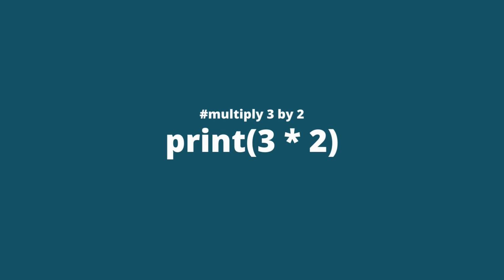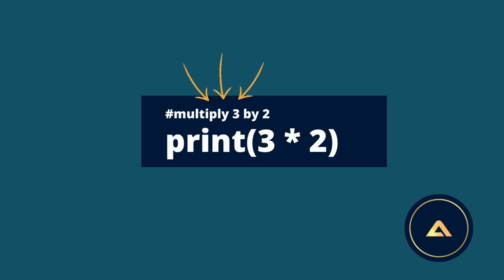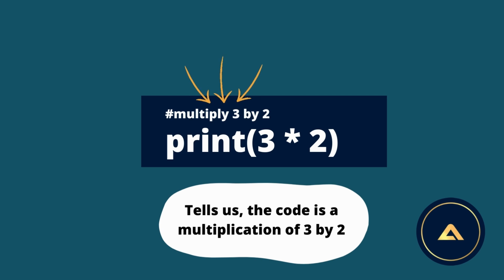For instance, in the next code cell, we multiply 3 by 2. We also add a comment, hashtag multiply 3 by 2, above that code to describe what that code is doing. To indicate to Python that a line is a comment and not Python code, you need to write the hashtag sign as the very first character in that line.